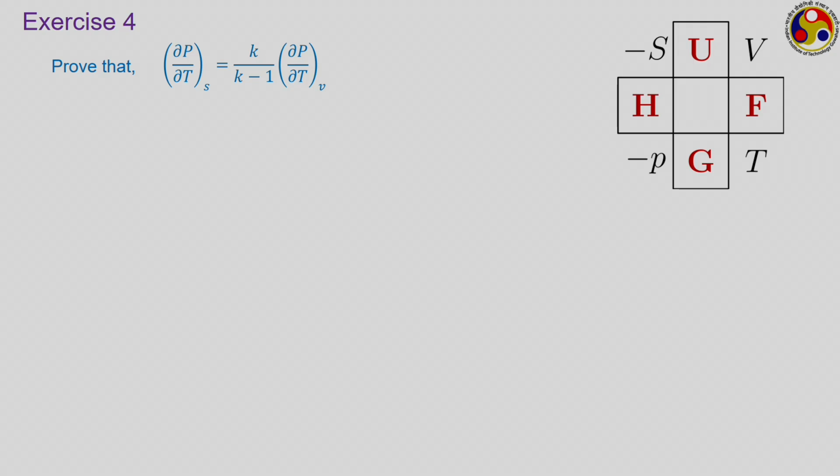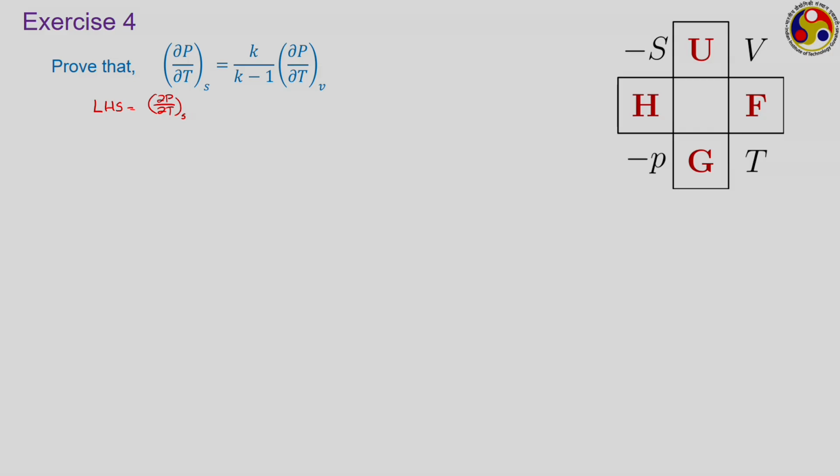So, how can we use this particular relation, or how can we prove this particular relation? Let us go one by one. Let us take the left hand side. So, your left hand side is ∂P/∂T at constant S.